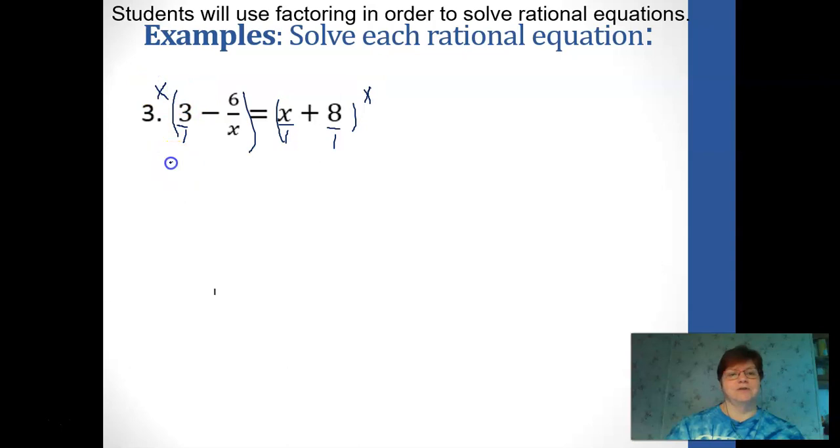So when we do that, we've got 3 times x, which is 3x, minus 6 times x divided by x. So that's just going to give us 6, right? Because these x's canceled, equals x times x, which is x squared, plus 8 times x, which is 8x.